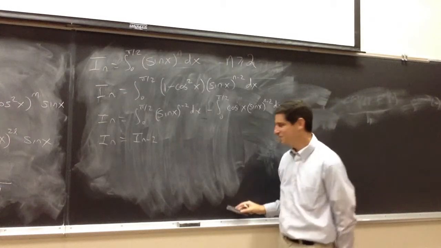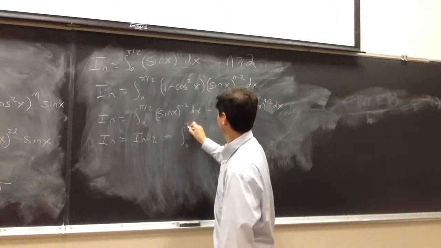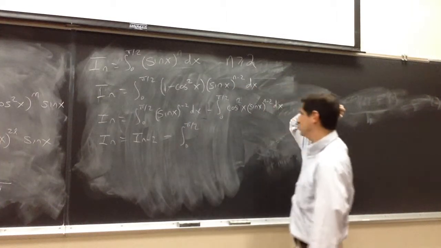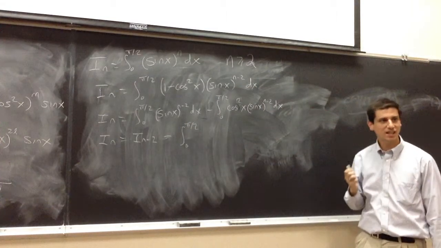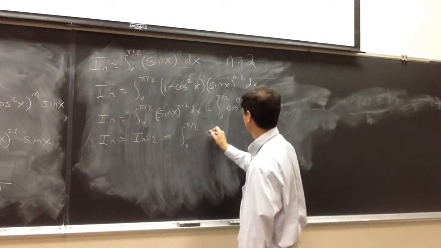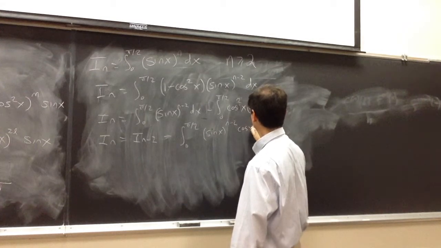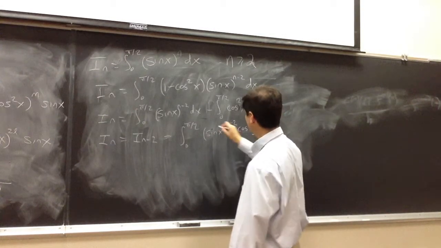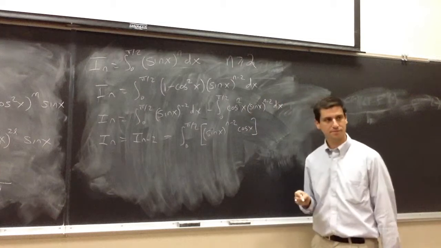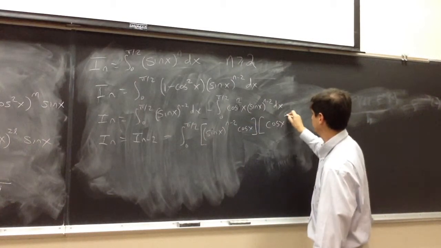No, okay? We can't just remove the 2. But let's think about it. If we didn't have that 2, if we just had cosine of x, life would be good. We would know how to do it. So let's look at it as sine of x to the n minus 2 times cosine of x, and we're going to block them off together. And then in the next block, we're going to put the pesky cosine of x.